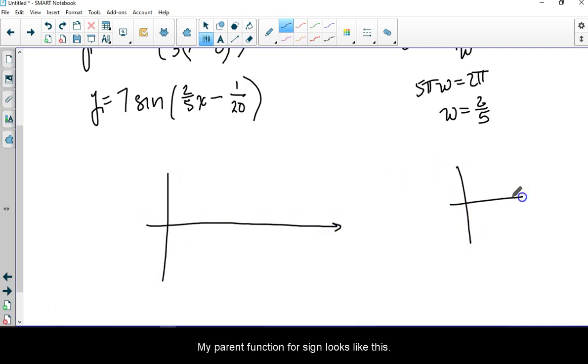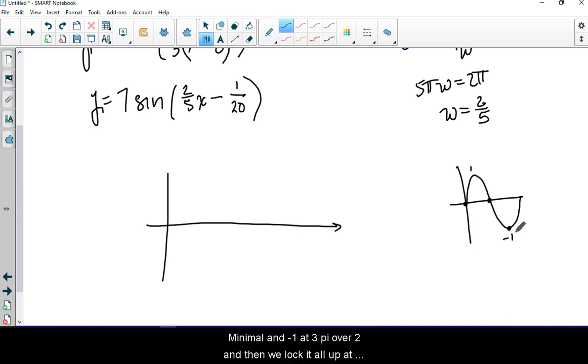My parent function for sine looks like this. Starts off at 0, hits a maximum of 1 at pi/2, crosses the x-axis again at pi, minimum of -1 at 3pi/2, and then we lock it all up at 2pi. So symmetric again. I have two halves, and then halfway between each half, the first quarter and the back quarter, you're going to hit your peak and your valley.